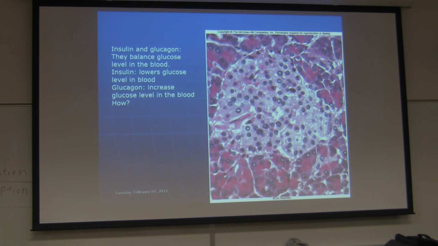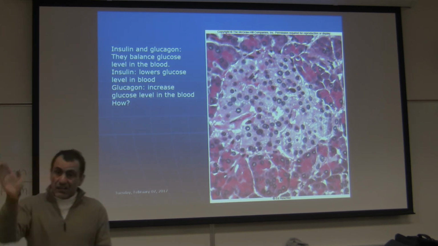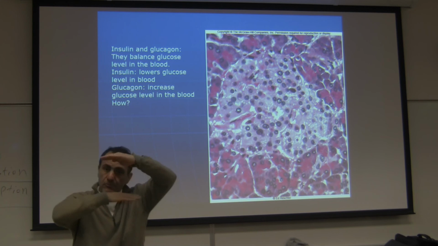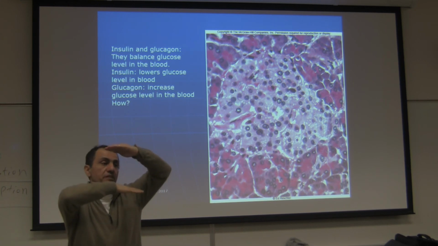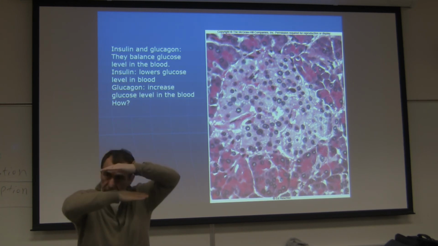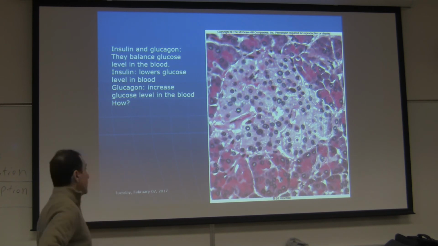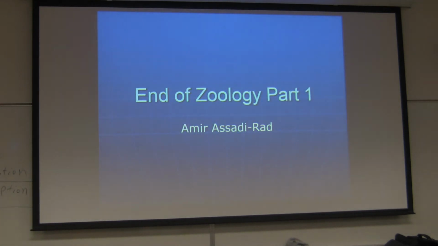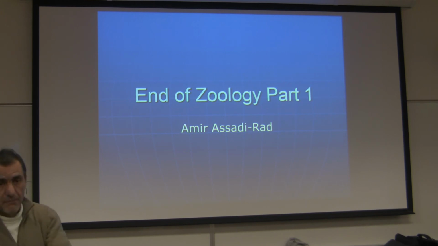So the sugar level in your blood fluctuates, but it has to be within tolerable limits. You remember homeostasis? I talked about that. It has to be within tolerable limits. And that's the end of the material for exam number 1. Is there any question?